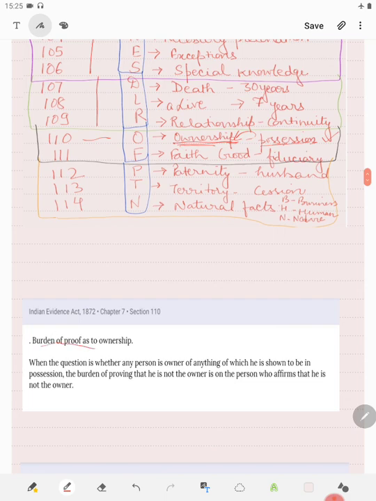We'll just read it. Burden of proof as to ownership. When the question is whether any person is owner of anything of which he is shown to be in possession. Suppose this is a house and say A is shown to be in possession of this house. And A claims that he is the owner, the burden of proving that he is not the owner is on the person who affirms that he is not the owner. So if A is in possession and A claims ownership, but B claims that A is not the owner, then the burden of proof lies on B, that is, on the party who claims that the person in possession is not an owner.